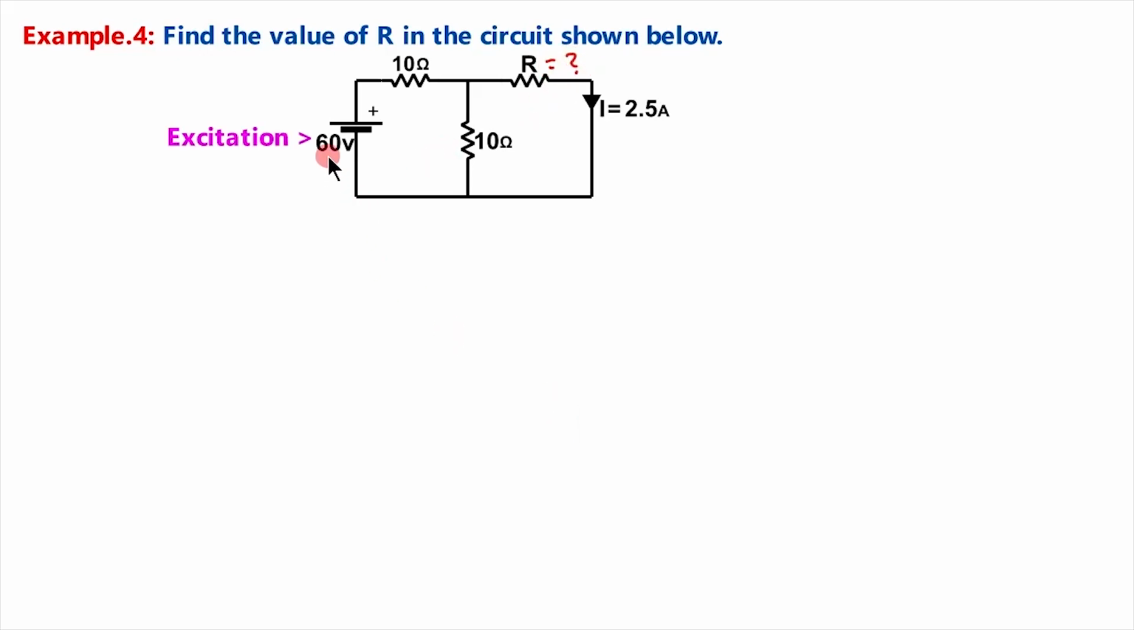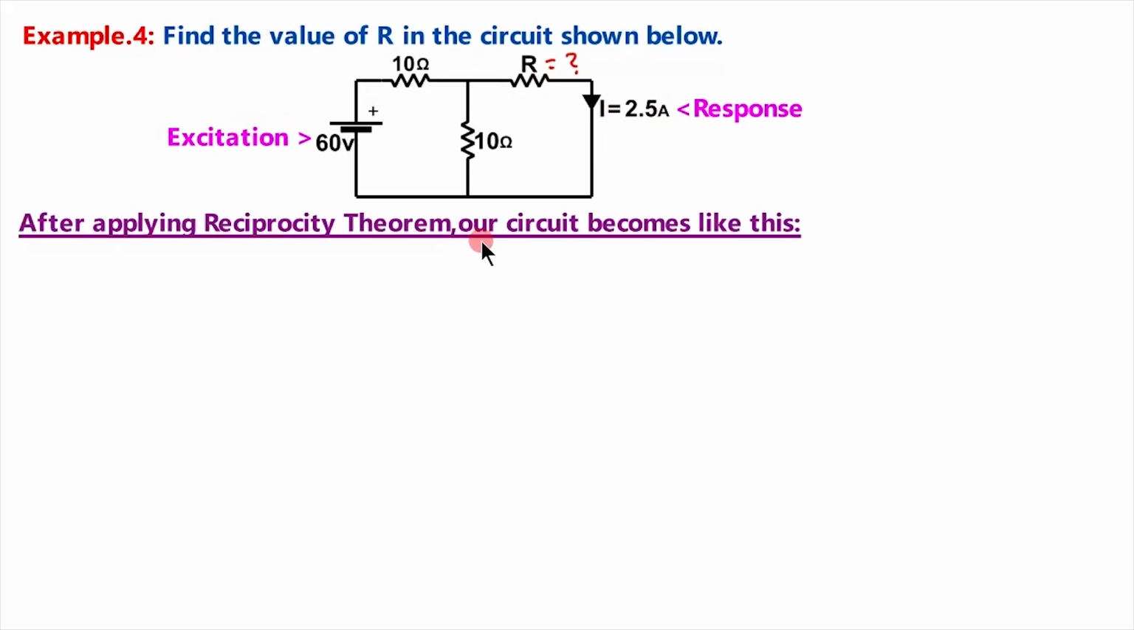So here this 60 volt is the excitation and our response is this I, which is 2.5 ampere. It seems to be a bit difficult to find value of R by any of the combinations we have studied earlier. So let us apply this reciprocity theorem, in which we will change input and output, that is excitation and response we will interchange. After applying reciprocity theorem, our circuit becomes like this.